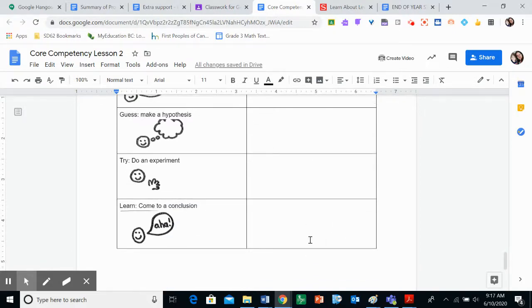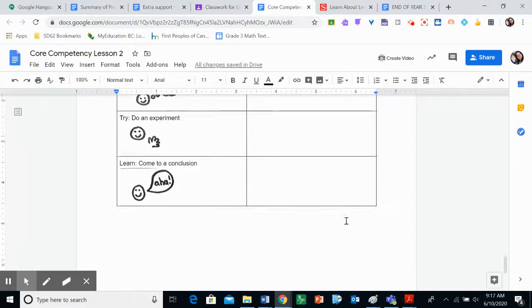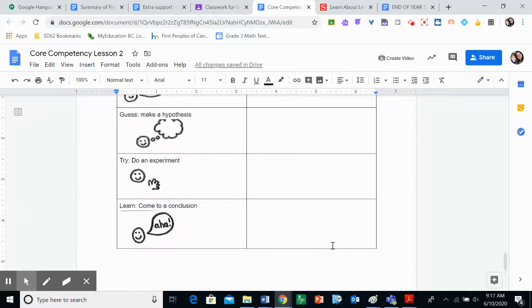So remember, you can use your own idea. You can use the bunny's stuff from the book. It's up to you. All right. If you have any questions, let me know. Good luck.